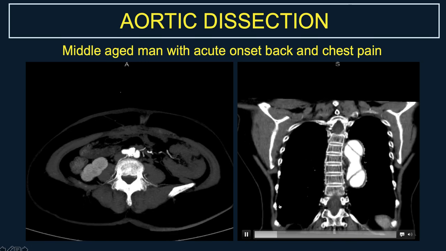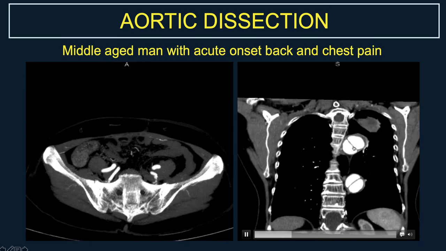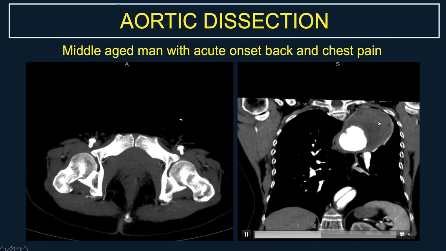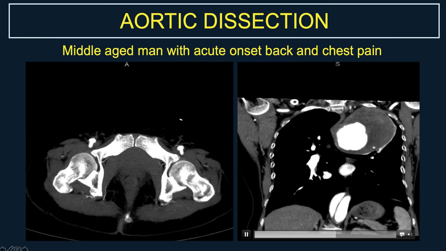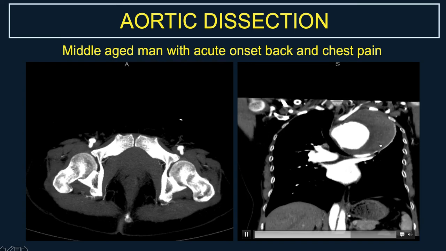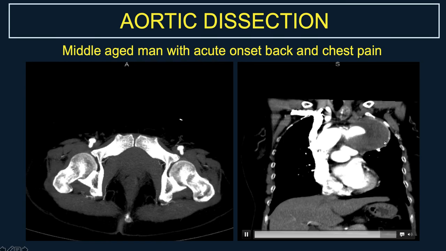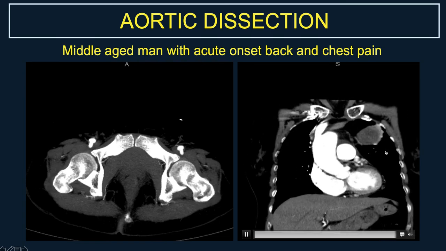It occurs when the blood enters the medial layer through a tear in the intima and tracks along the media, forming a second blood-filled channel within the wall. And patients may present with anterior or posterior chest pain and a tearing sensation in the chest. And CT angiography has a reported sensitivity and specificity of nearly 100%, so it has to be done in patients with suspected aneurysm and dissection.